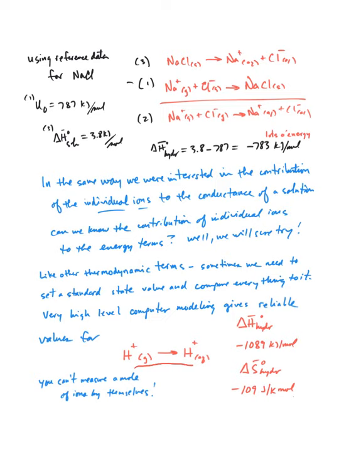Obviously, I hope you could see that would be a really, really difficult experiment to do. But you could do this in silico, basically on a computer, and take a proton all by itself and compare its energy to a proton being surrounded by water molecules. You basically get this value. So the delta H of hydration of a proton is minus 1089 kilojoules per mole. You could also calculate the delta S of hydration as minus 109 joules per mole.